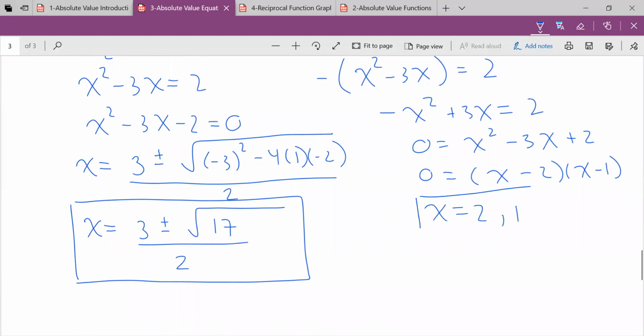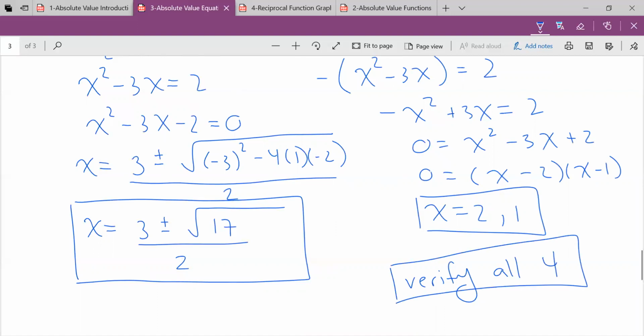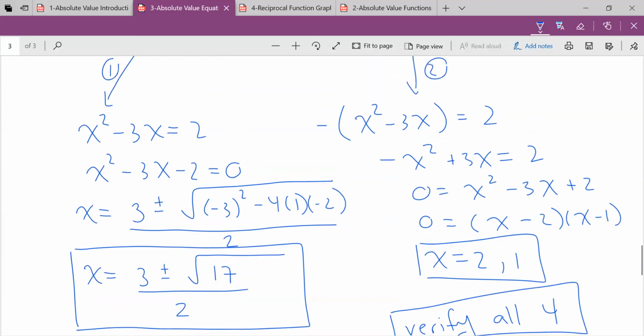So at this point, look at this. We've actually got 4 solutions, right? We got 3 plus or minus root 17 over 2, and we've got x is equal to 2 and 1. If I didn't have a graphing calculator at this point, I'd have to verify all 4 of these, all 4. But because we do have a graphing calculator, let's just go and see.